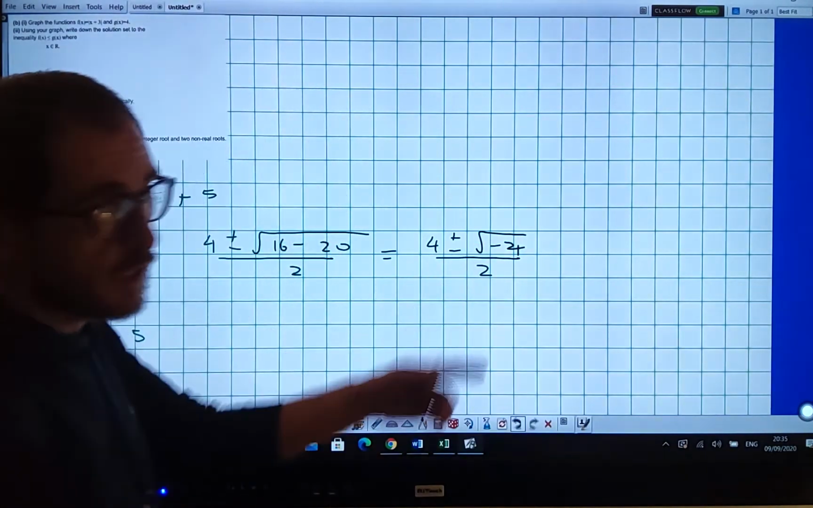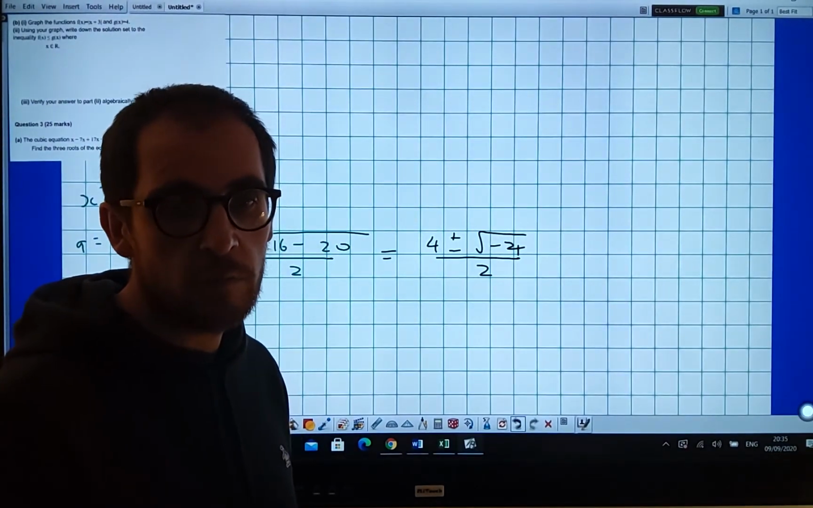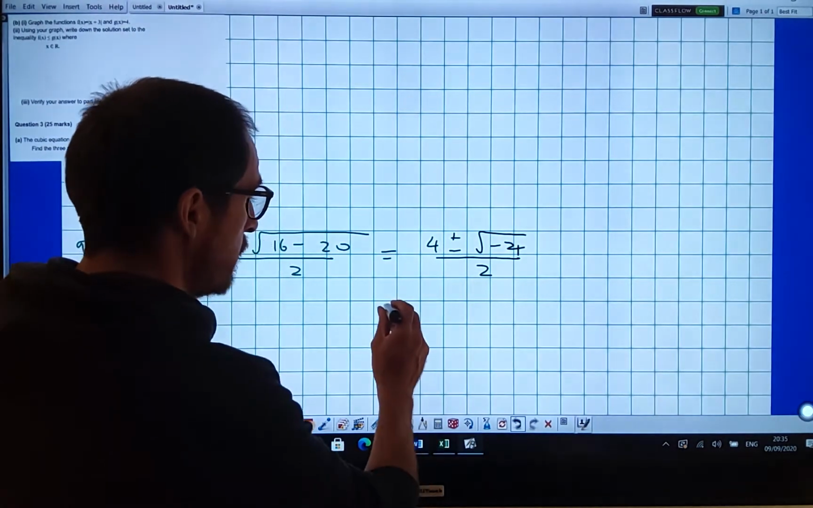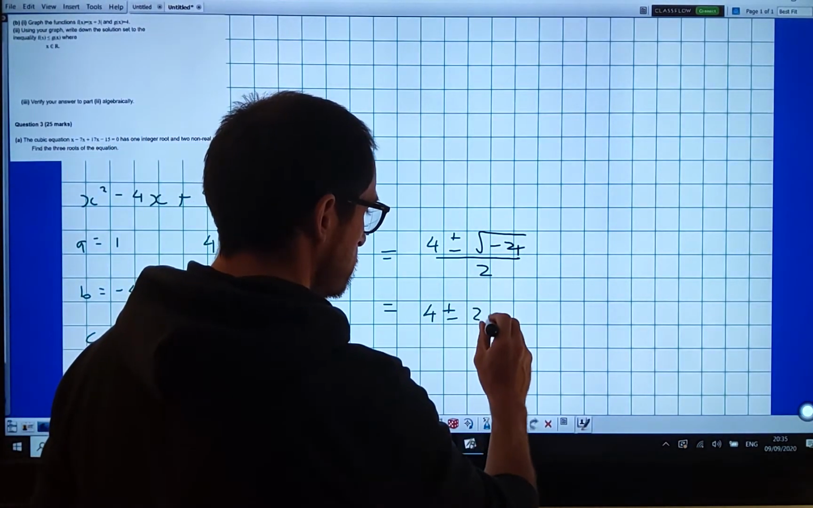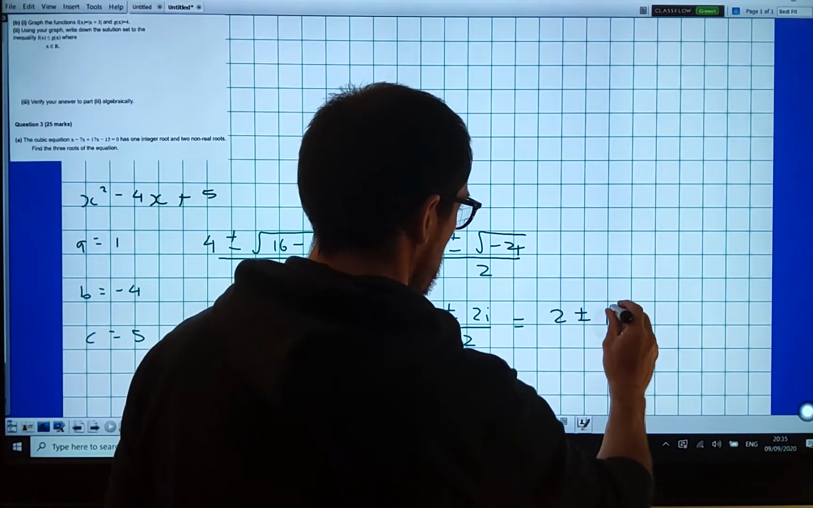Now, can't get the square root of a minus number, because any minus number squared is going to give you a positive. So there's no such thing as a square root of a negative number. So that's why we use complex numbers. The square root of 4 is 2, and we write imaginary number, 2i. Divide that by 2, and we get 2 plus or minus i.